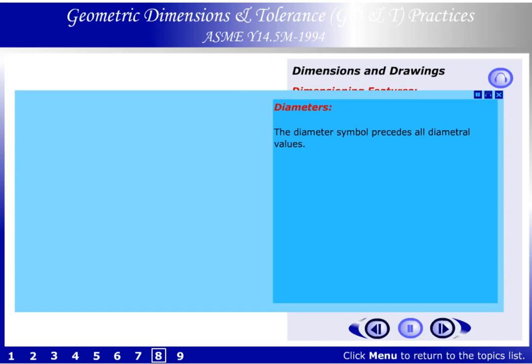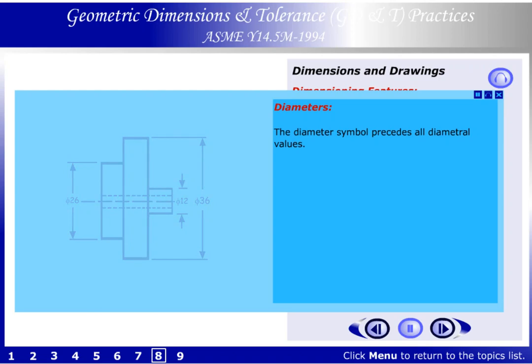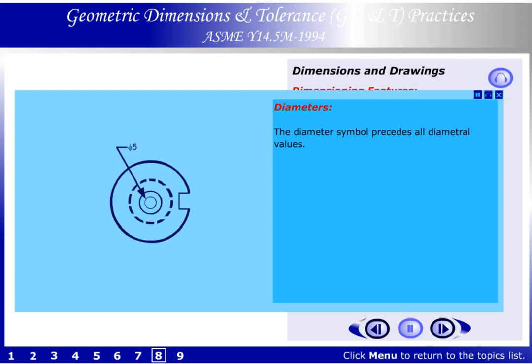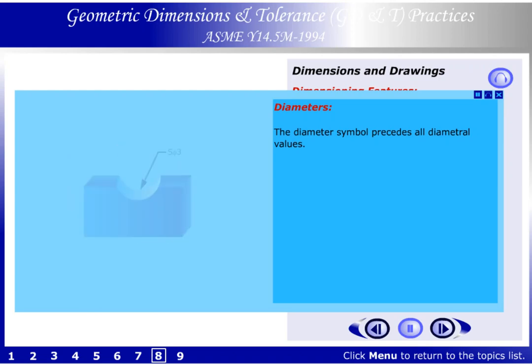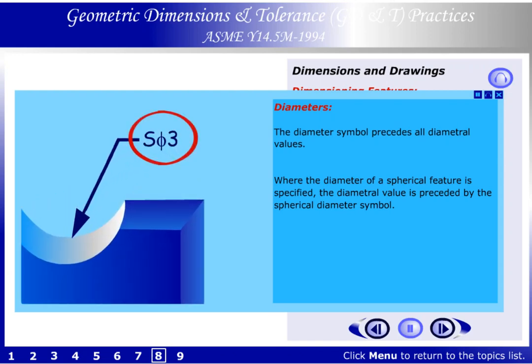Diameter. The diameter symbol precedes all diametral values. Where the diameter of a spherical feature is specified, the diametral value is preceded by the spherical diameter symbol.